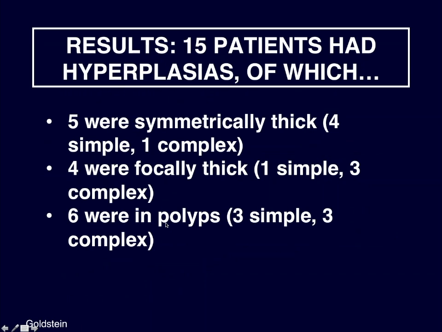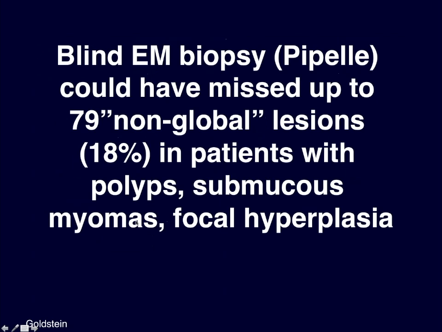Now, when we looked at these hyperplasias, these were too small numbers to be statistically significant, but the trends were in the direction that you would have predicted them. In other words, of the symmetrically thick endometria, 4 out of 5 were simple hyperplasia. Of the focally thick, 3 out of 4 were complex hyperplasia. And of the hyperplasias in polyps, half were simple and half were complex.